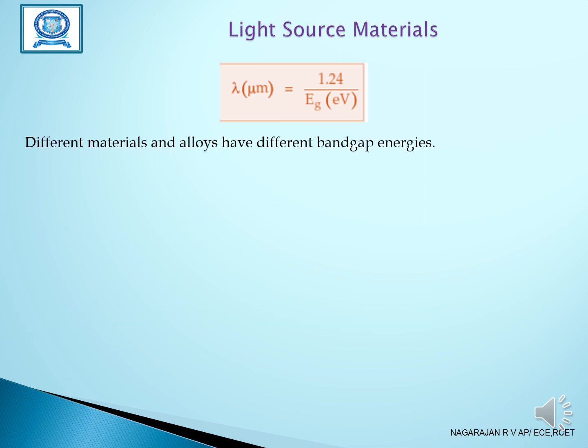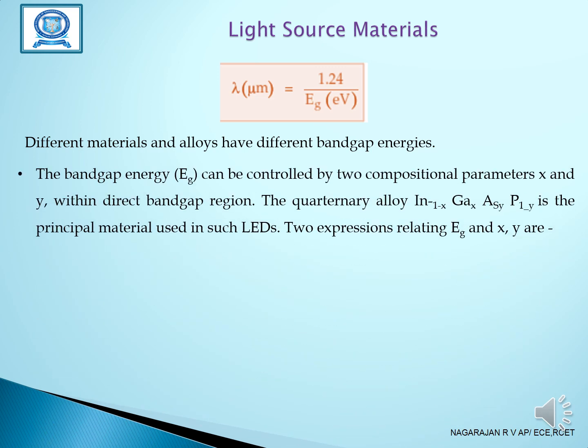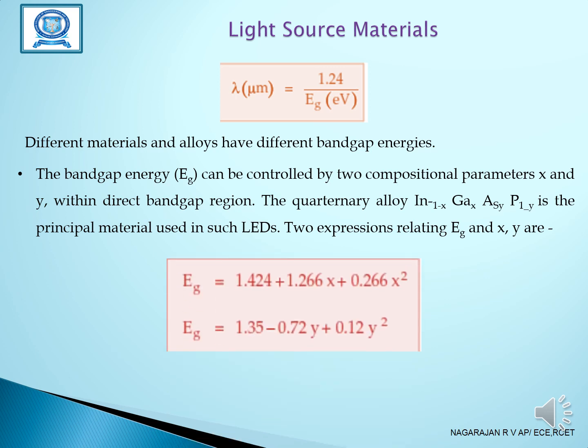Different materials and alloys have different band gap energies, and the band gap energy can be controlled by two composition parameters x and y within the direct band gap region. Two expressions relating Eg and x, y are: Eg is equal to 1.424 plus 1.266 x plus 0.266 x square, and another expression is 1.35 minus 0.72 y plus 0.12.